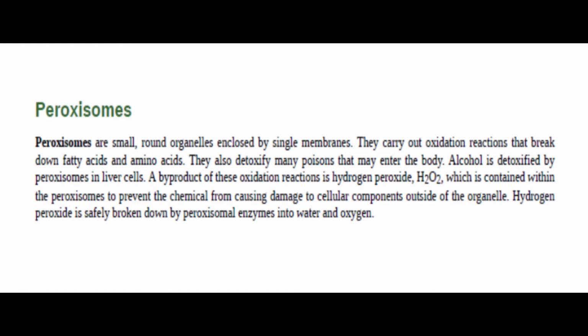A byproduct of these oxidation reactions is hydrogen peroxide, or H2O2, which is contained within the peroxisomes to prevent the chemical from causing damage to cellular components outside of the organelle. Hydrogen peroxide is safely broken down by peroxisomal enzymes into water and oxygen.